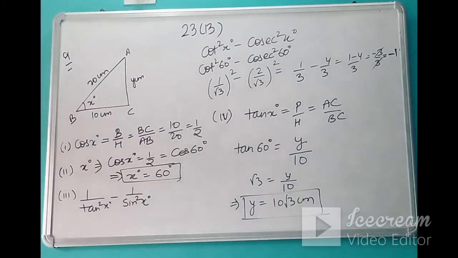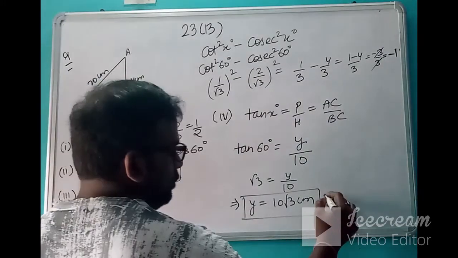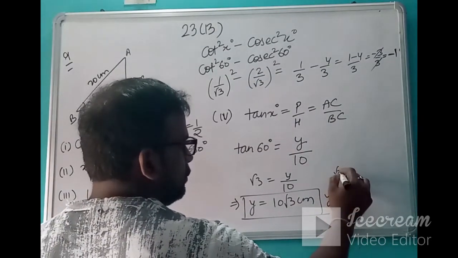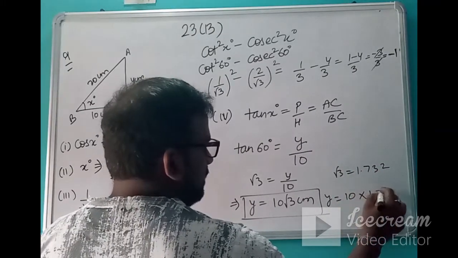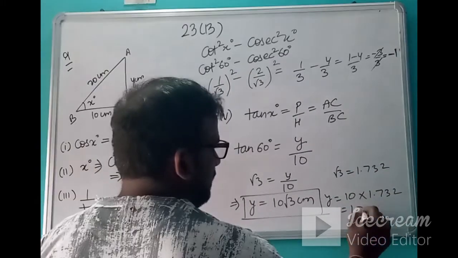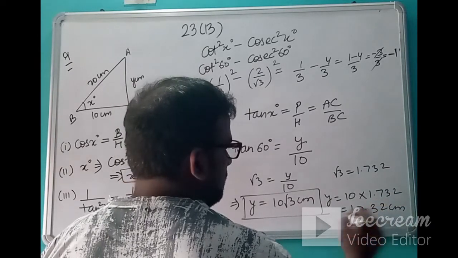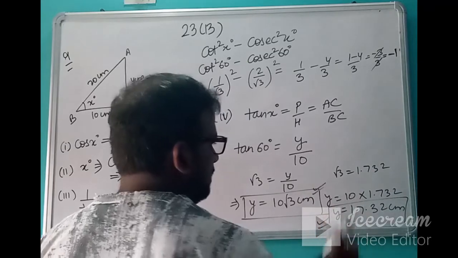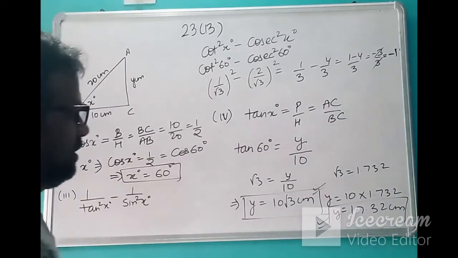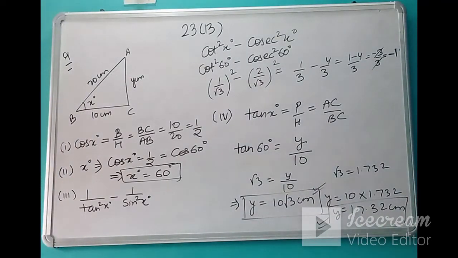Or if you want to find the value, then you can use root 3 is equal to 1.732. So you will get a value like this, 17.32 centimeter. Okay, so both the answers are correct. You can write any of these two answers. So this is how you can solve the questions of figures by using the standard values of trigonometric angles.